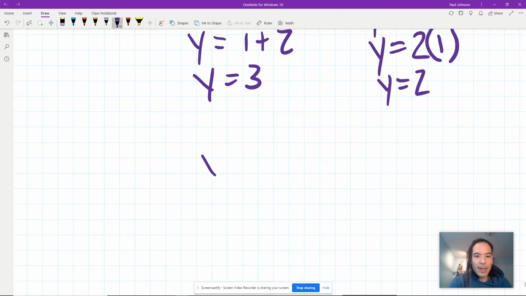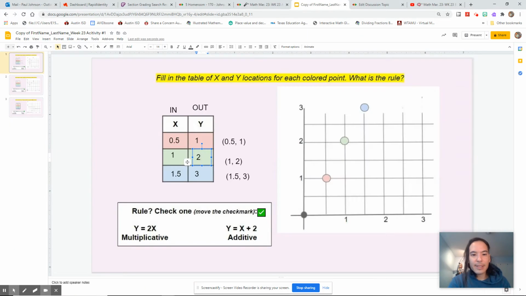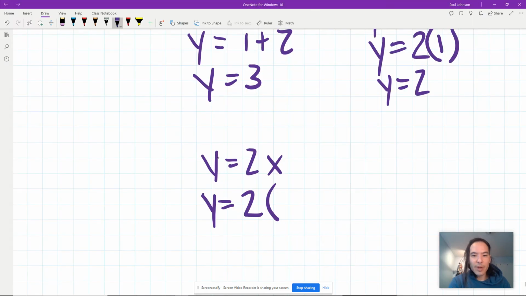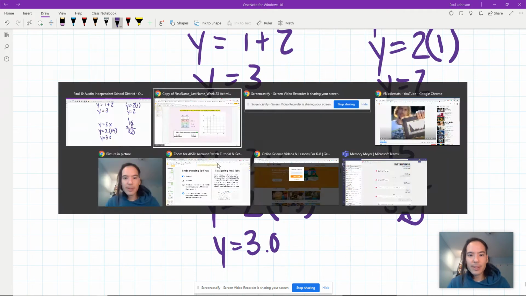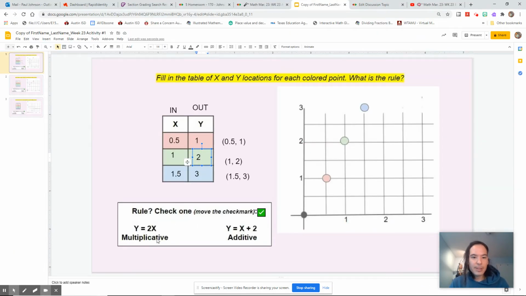So y equals 2x, and then what we're going to do is replace the x with the number for x. Our last number for x is 1 5/10. So if you're like, I can't do that in my head, that is totally fine. 2 times 5 is 10. 2 times 1 is 2, plus 1 is 3. We have one decimal place. So y is equal to 3, or 3 0/10. Is that true? Yes, it is.